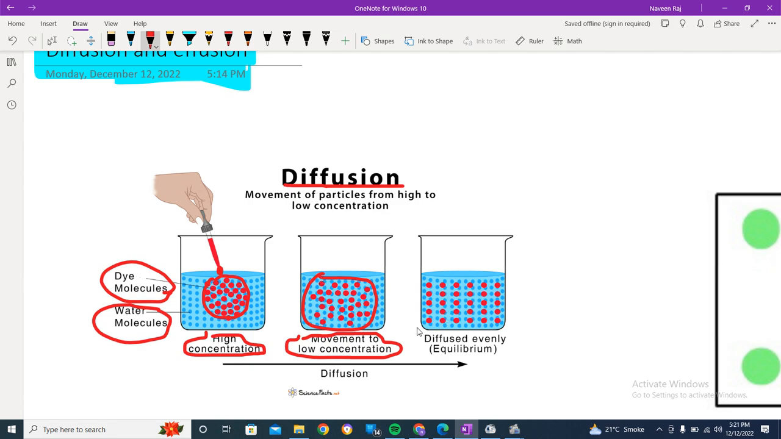Now if you can see in the next picture, diffuse evenly, equilibrium. The result of diffusion is this: the water and the ink molecules will equally distribute. They will get into equilibrium, the balanced state. There would be no higher concentration or lower concentration. There would be equal concentration of the ink and the water. I do hope that you have got the concept. That was quite easy as well.